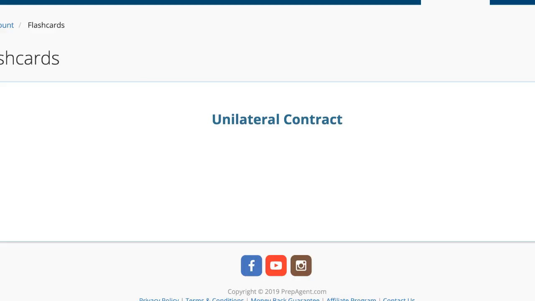Who could do that? One promise, like a reward for a dog. That's a good one. Okay, an open listing is a good one. These are all great examples of unilateral contracts, as opposed to a bilateral contract. Who could give me an example of a bilateral contract?